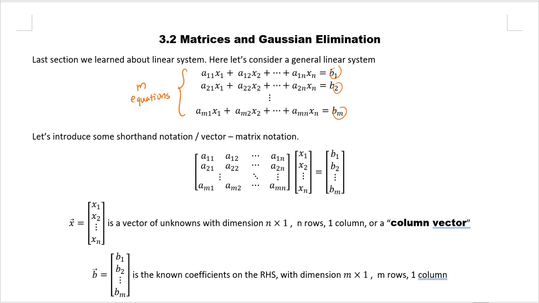Okay, and how many unknowns? The a and the b are coefficients. The x are the unknowns, right? So x1, x2, up to xn. So here we have n unknowns.